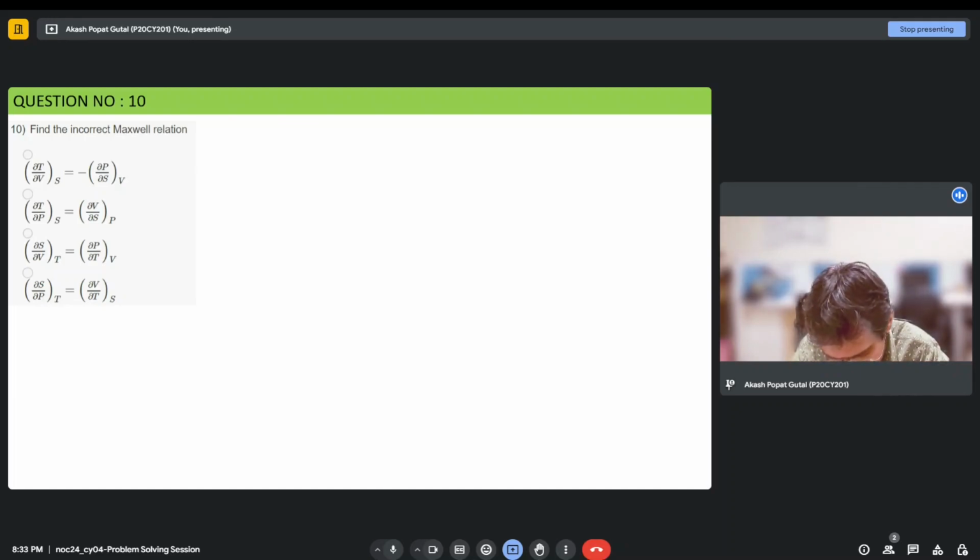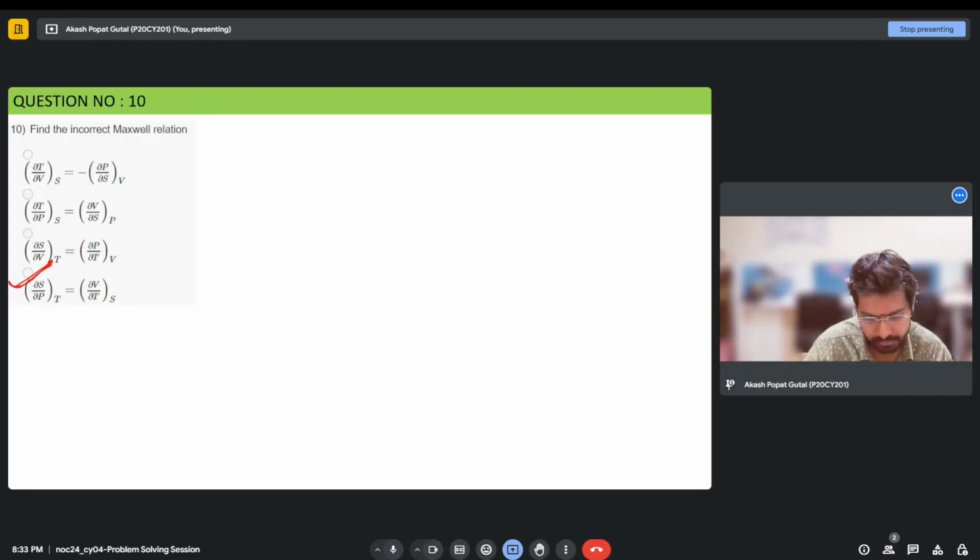But the last relation, del S by del P, del V and T are directly proportional, but S and P are inversely proportional. So there should be a negative sign, and this is the wrong relation. So this is the last question.